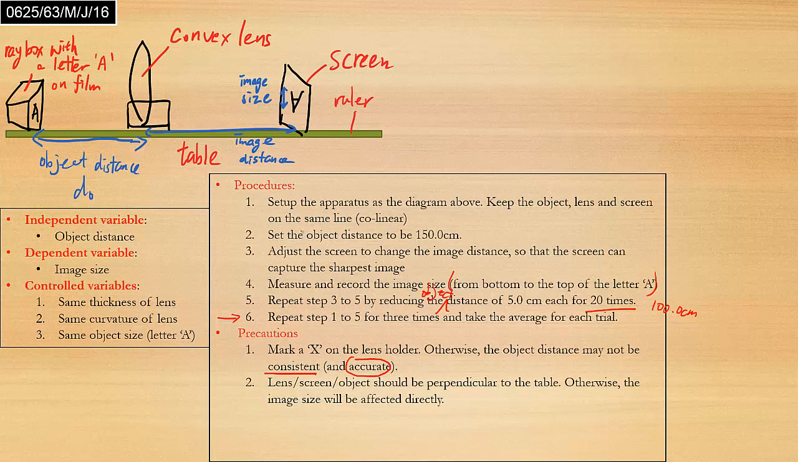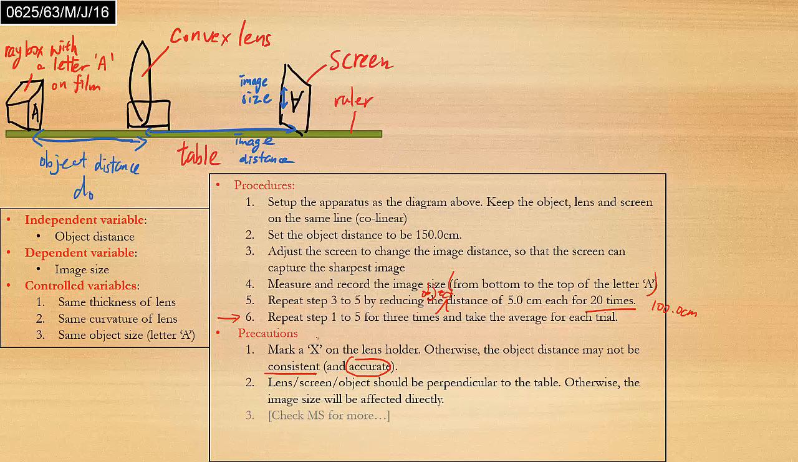Number two is to keep the lens, screen or object, if you have done a lot of paper six, you know what I'm talking about here, to be perpendicular to the table. Obviously, if you tilt the lens or the screen a bit off, not perpendicular, then the image size will be different, because the image will be distorted, so it would not be a regular A, maybe become shortened, or you just change the shape.